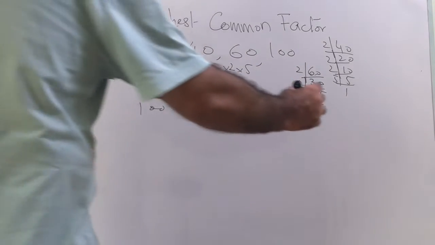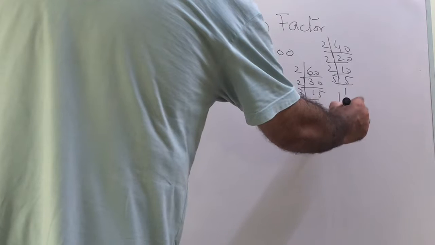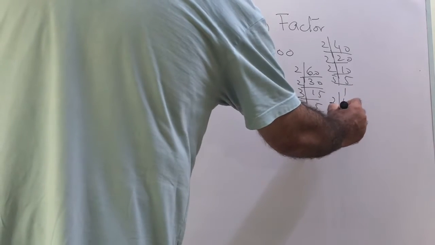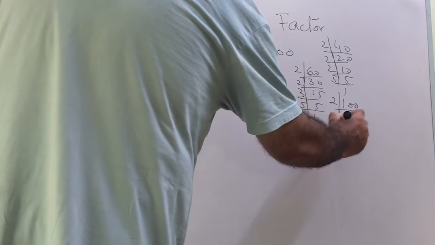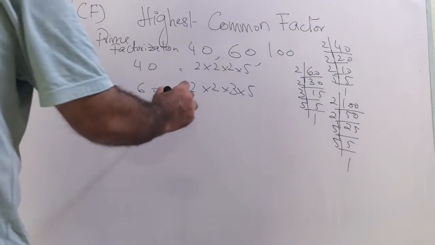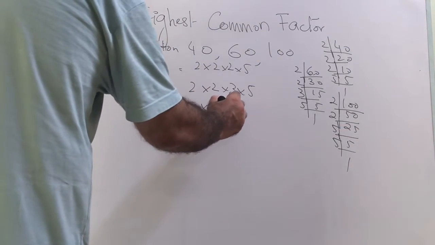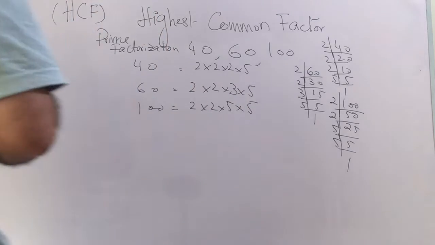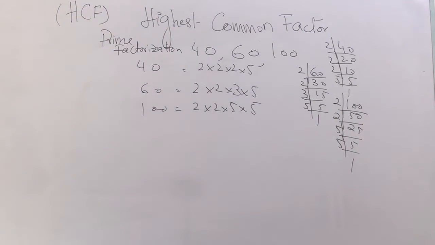When we go for 100, it's prime factorization. 2 5s are 10, 0. 2 25s are 50, 5 5s are 25, 5 1s are 5. So it becomes 2 into 2 into 5 into 5. So now we have the prime factorization of 40, 60 and 100 with us.